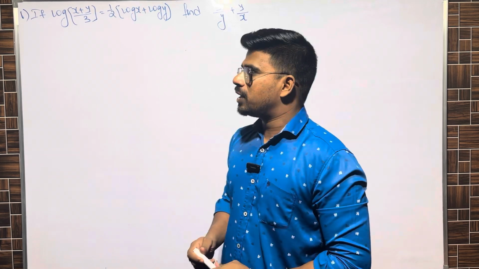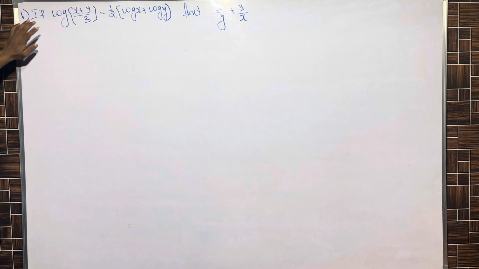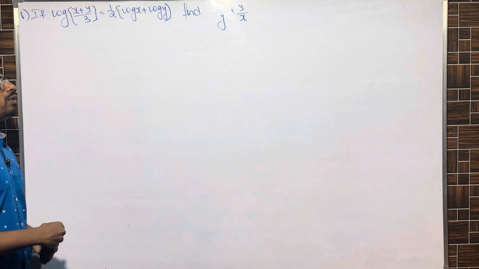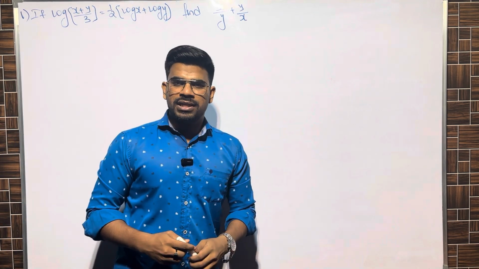Second question from the series of important questions. This is the 6th question from exercise 1.5. Log of (x plus y) by 3 is equal to 1 by 2 into (log x plus log y). Find the value of x by y plus y by x.